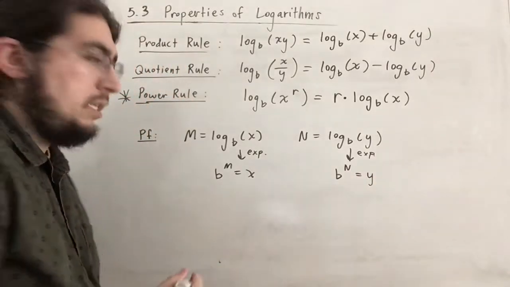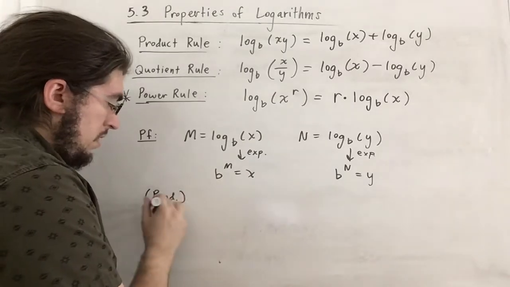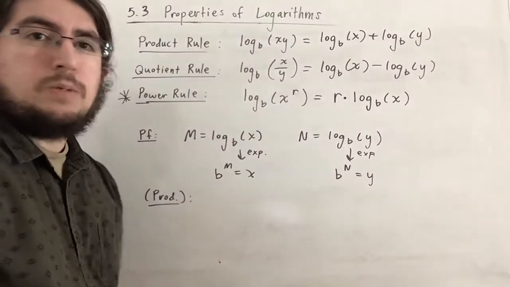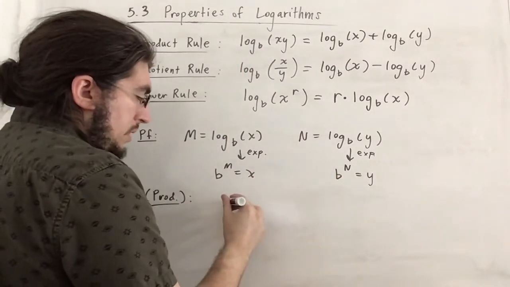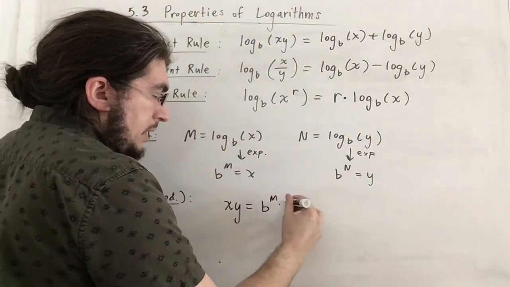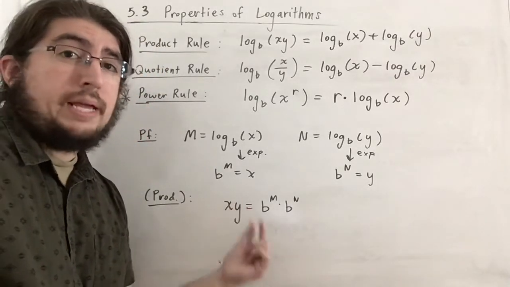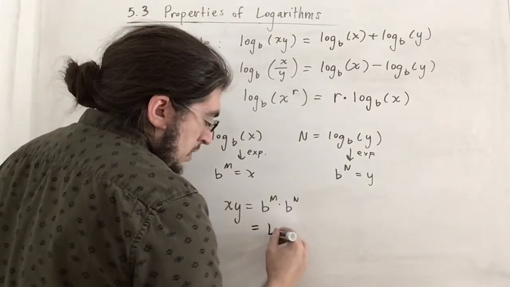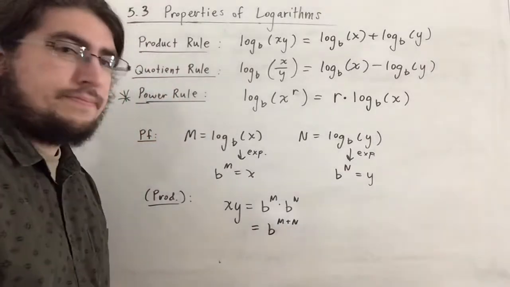And now we're going to see the proof of the product rule first. So to prove the product rule, we want to find log base b of x times y. So if we multiply x and y, what's x and y multiplied? X and y multiplied is b to the m times b to the n. But again, like I said earlier, when you have a multiplication of two powers of the same base, then this is just the base to the sum of those two powers, like that.